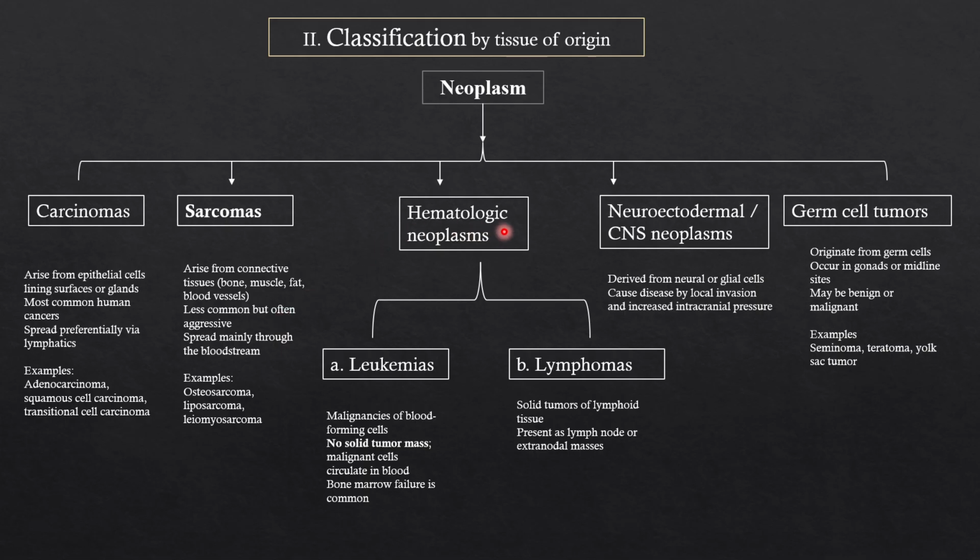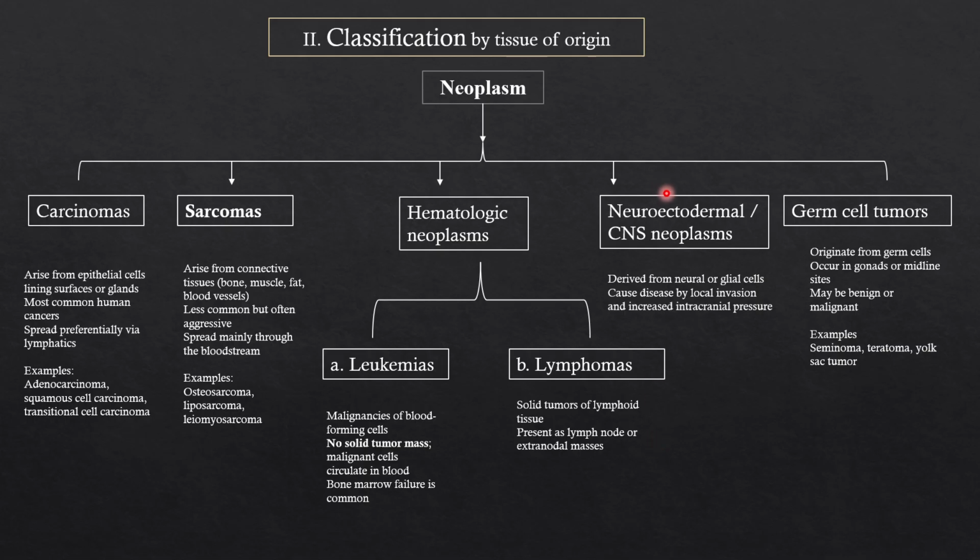Then there come the hematologic neoplasms. In this, there are two types of the hematological neoplasms, which are the leukemias and the lymphomas. So leukemias are the malignancies of the blood forming cells, and no solid tumor mass is observed. The malignant cells circulate in the blood, and bone marrow failure is very common. And lymphomas are the solid tumors of the lymphoid tissues, and they can be present as lymph nodes or extranodal nodes.